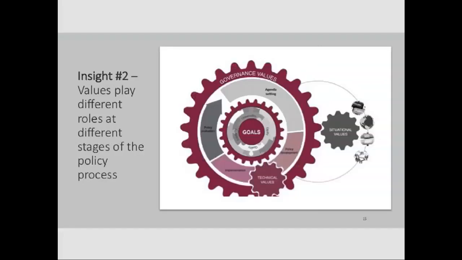Insight number two is that values play different roles at different stages of the policy process. We developed this framework, and you can see that in the middle of the framework are goals, which are the values that are the most important to make decisions in the health system. We identified that universality, equity, solidarity, and quality are the most important values in the health systems in Latin America, and that they are the guiding values.